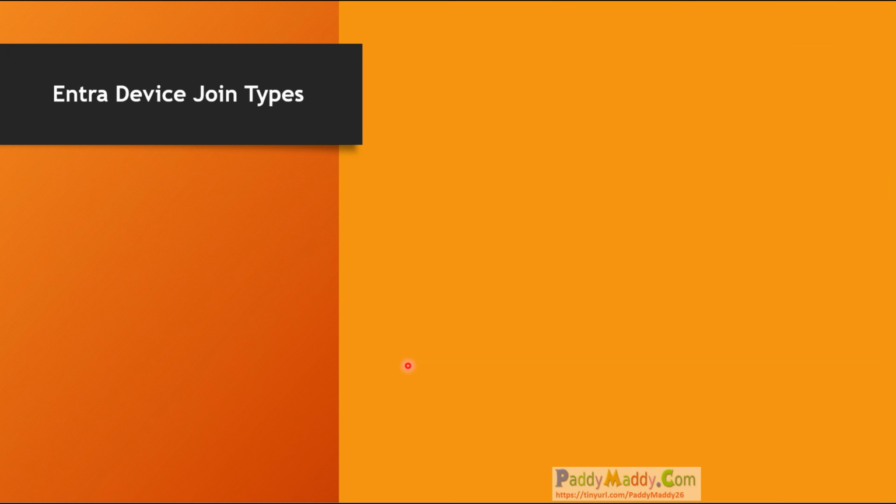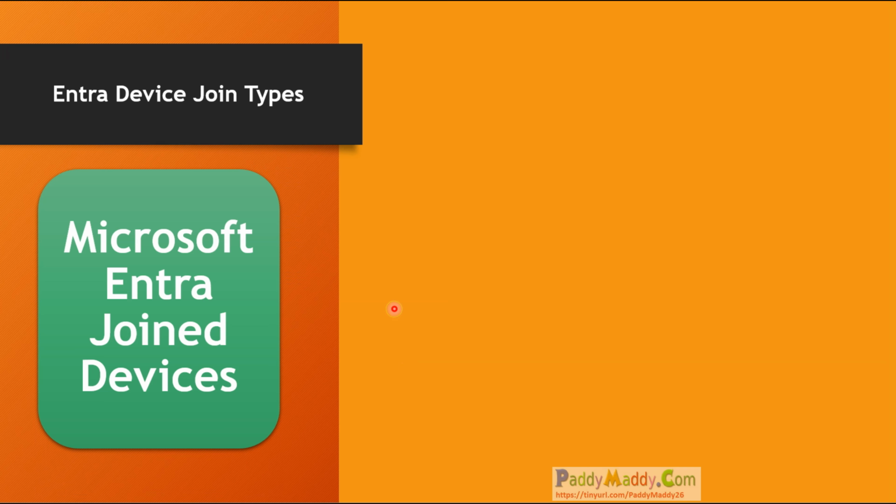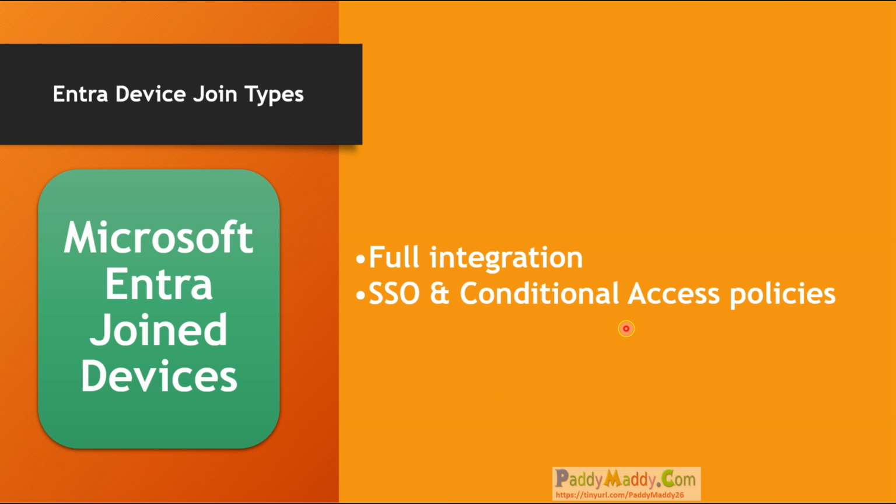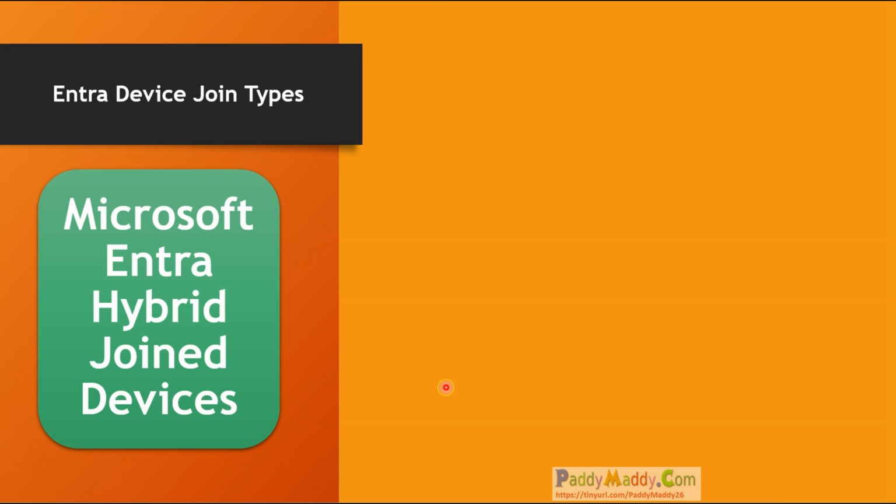And the next method would be the Microsoft Entra joined device type. As I said earlier, this is the full type for cloud integration, so these types of devices will have a full trust relationship with your Microsoft Entra ID. These devices are fully registered in Microsoft Entra ID and fully managed centrally through Microsoft Entra ID policies and settings. So you can have full-fledged single sign-on and conditional access policies can be applied. You also get seamless access to your Azure and Microsoft 365 resources with the help of Microsoft Entra joined devices.